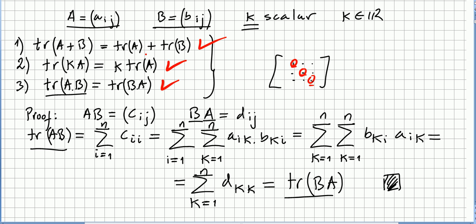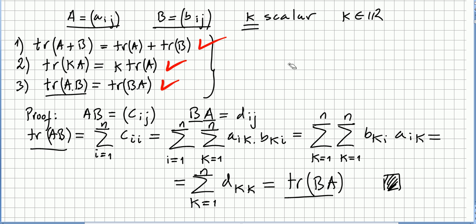So in these videos we have been talking about diagonal and trace matrices. This last couple of videos we proved these properties of trace of matrices. The trace of A plus B is equal to the trace of A plus the trace of B. The trace of KA is equal to K trace of A, and the trace of A times B is equal to the trace of B times A.